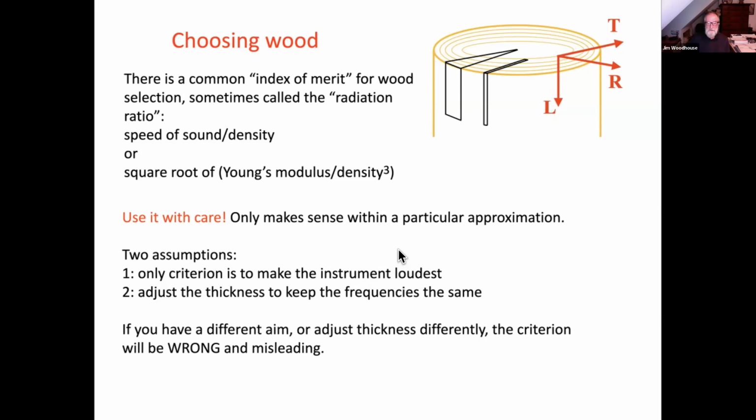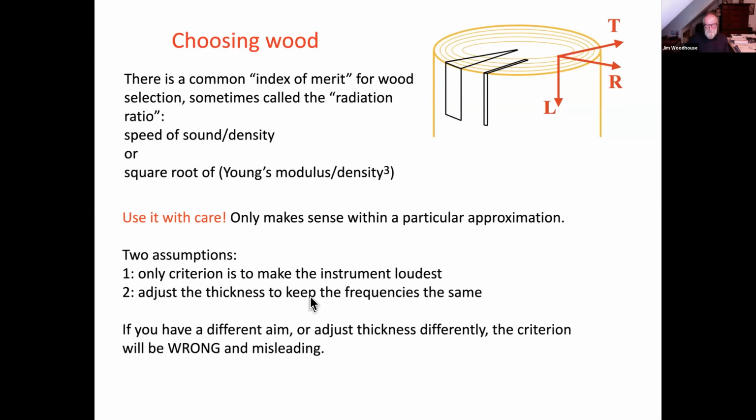One is that your design aim when choosing a material for your violin is to make it louder. Just that, nothing else, no subtlety. You want something which, for a given stringing and a given resonant frequencies, makes the loudest possible sound. Well, maybe that is what you do, and maybe it isn't.